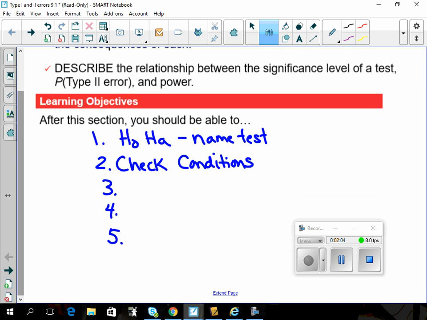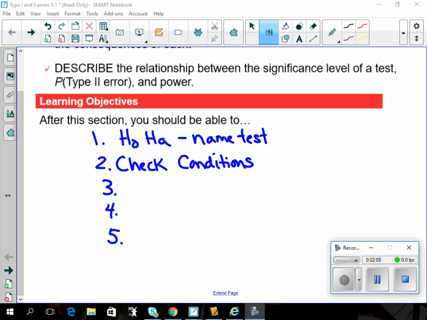And then if you remember, we skipped 3 and 4 and jumped right down to step 5. What was the very last thing that you're going to do? We're going to make a conclusion. And we're going to make that conclusion in context. It is a 2-part conclusion, and when we get to that, you have to decide whether you reject the null or fail to reject the null.